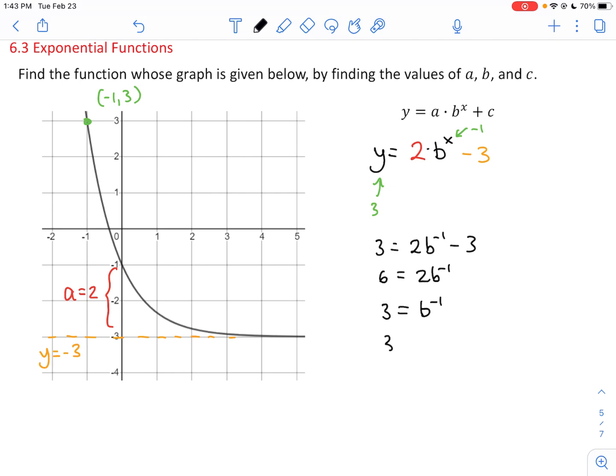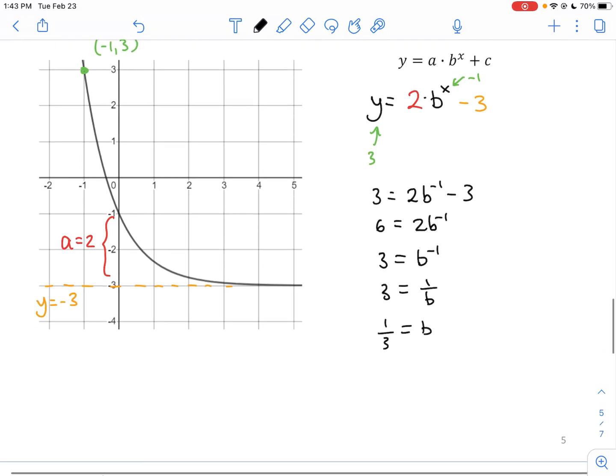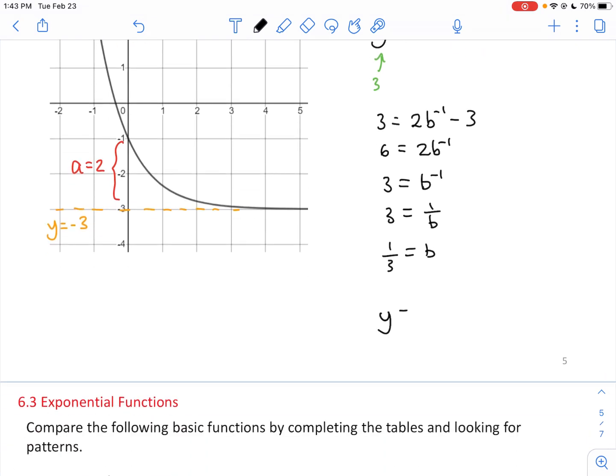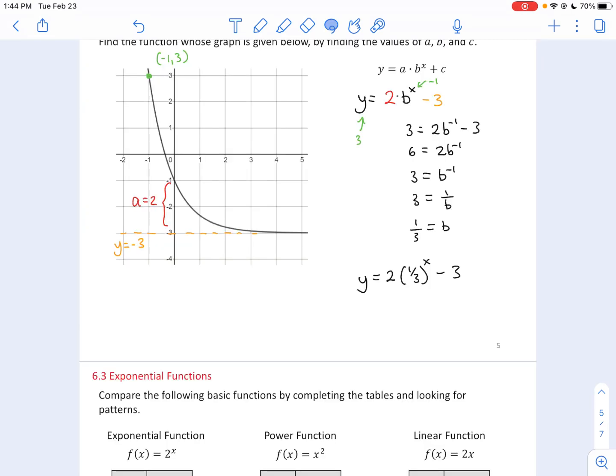Remember, b to the -1 is really the same thing as just 1 over b, and so I can invert both sides and I get 1/3, therefore, is b. And sure enough, we got a b that was between 0 and 1 as expected to produce this decay graph. The equation of this will be y equals, stretch factor was 2, the base is 1/3 raised to the x, and then minus the 3. And this is an acceptable answer.